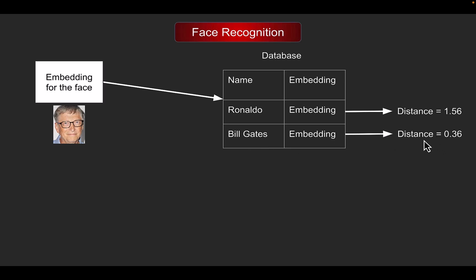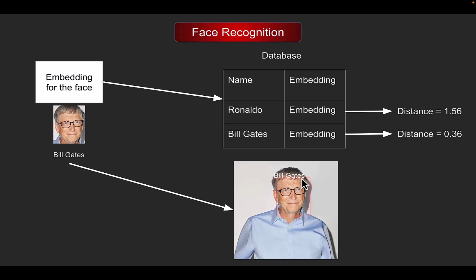So now we can see the difference between two embeddings is minimum in case of this registered Bill Gates face. So now we can infer that this crop face is actually representing Bill Gates. Or in other words, we can now show the result that Bill Gates is present in the following image. So that's how face recognition is performed inside any facial recognition system.